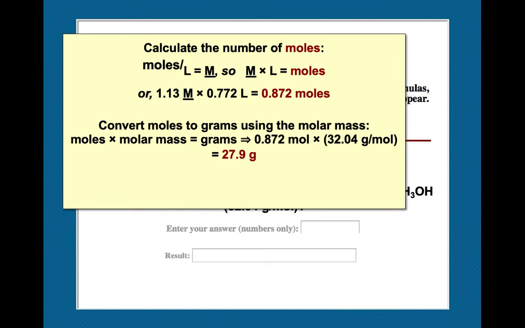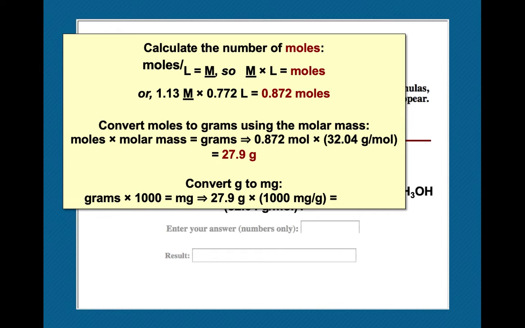Finally, the question for some reason wanted milligrams. 1,000 milligrams in every gram. Simply multiply by 1,000, 27,900.